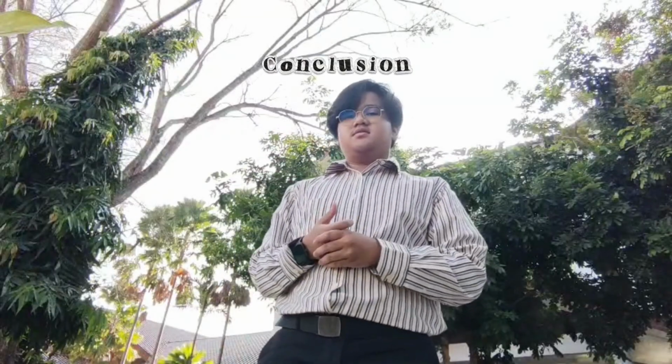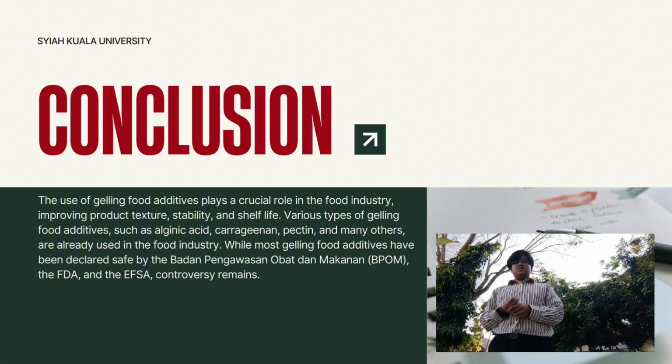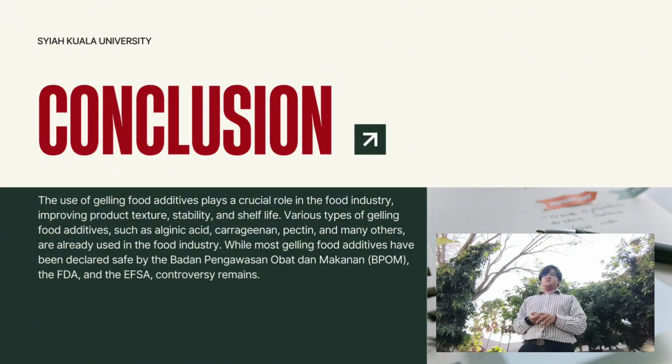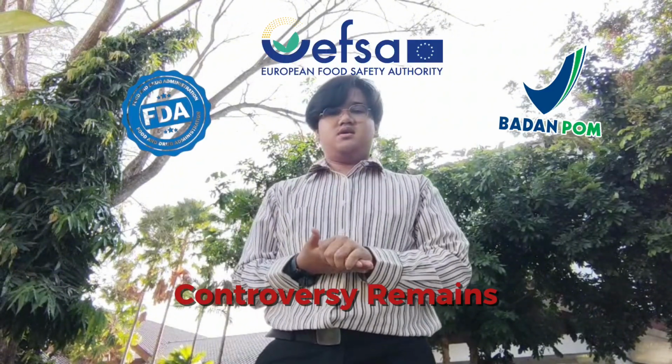So last but not least is the conclusion. The use of gelling food additives plays a crucial role in the food industry, improving product texture, stability, and also shelf life. Various types of gelling food additives such as alginic acid, carrageenan, pectin, and many others are already used in the food industry. While most gelling food additives have been declared safe by the Badan Pengawasan Obat dan Makanan or BPOM, the FDA and the EFSA, the controversy also remains.